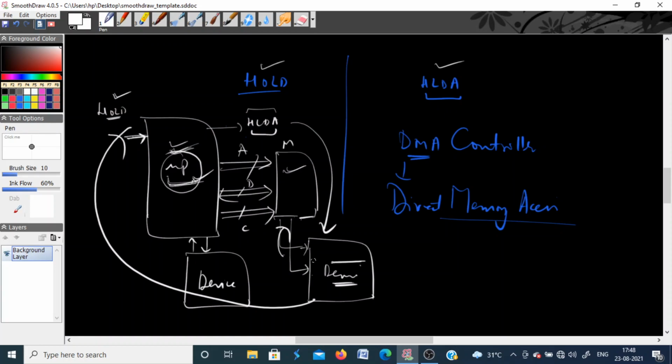Once the data transfer is complete, this device will stop the hold signal. The processor will again resume control of the address and data bus and so on. This is what is called direct memory access.